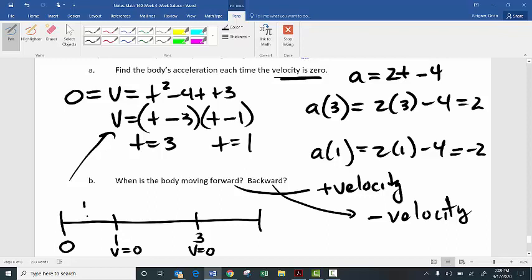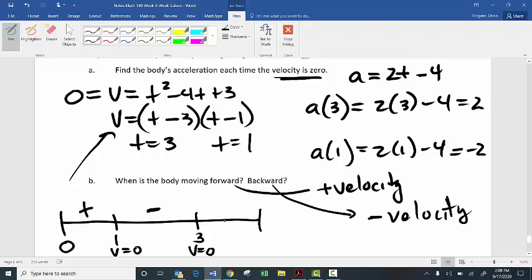Negative times a negative is a positive. You only care if the velocity is positive or negative. You don't care about what the number is, all right? So now if you put a number between 1 and 3 into velocity, like 2, if you put 2 in here, time t equals 2, you get a negative. If you put time t equals 2 here, you get a positive. Negative times a positive is a negative.